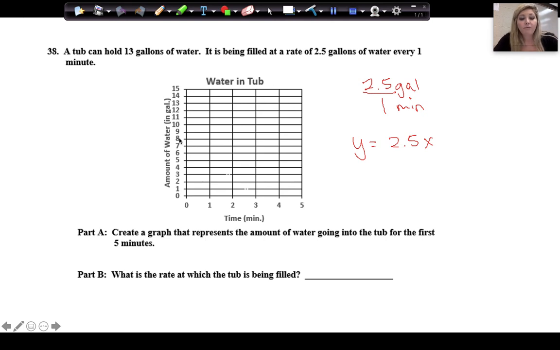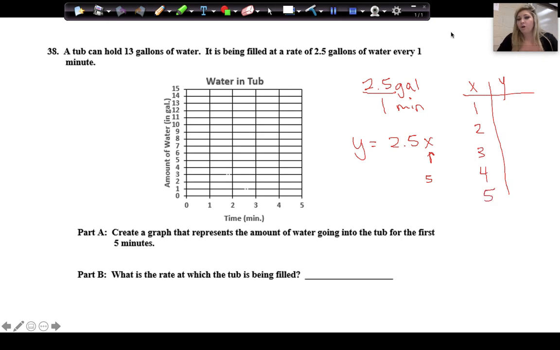All right, so create a graph that represents the amount of water going into the tub for the first 5 minutes. Okay, so we're going to replace this x with 5. Actually, we could make a little chart here that would be helpful. So we're going to multiply each one of these by 2.5.